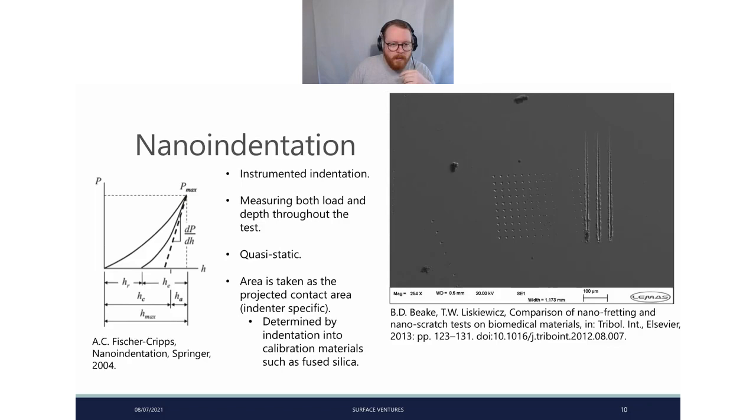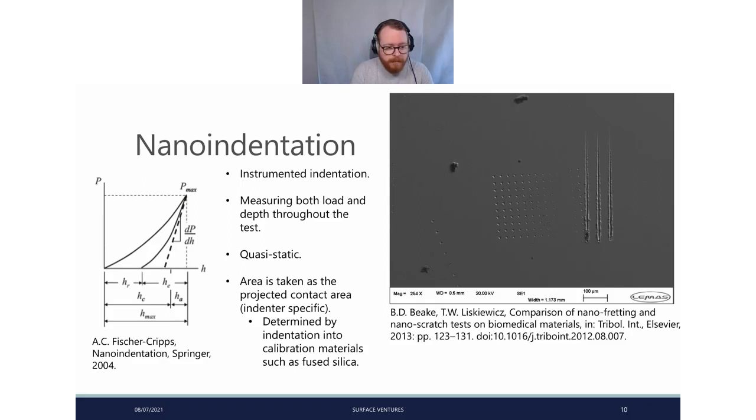So I'd just like to do another quick poll question here to ask how familiar you all are with nanoindentation. Somewhat experienced, very experienced. Okay, so it's good to see, not at all. Okay. Once again, if you have any questions on any of this, please go ahead and put it in the chat and I'll either try and answer it as I'm going or in the Q&A sessions.